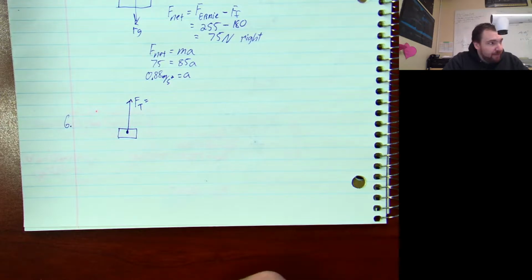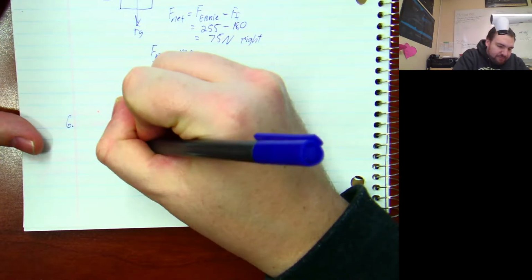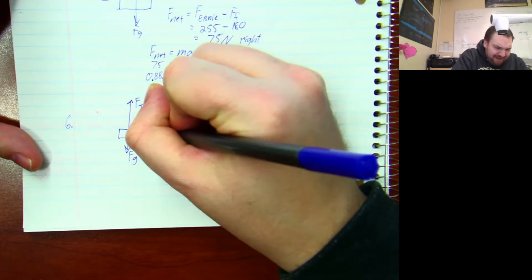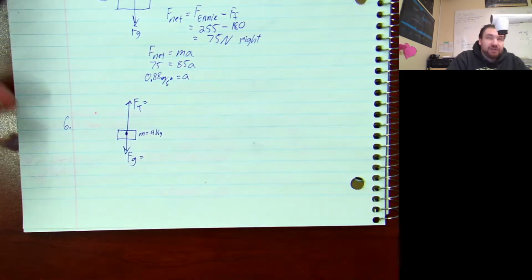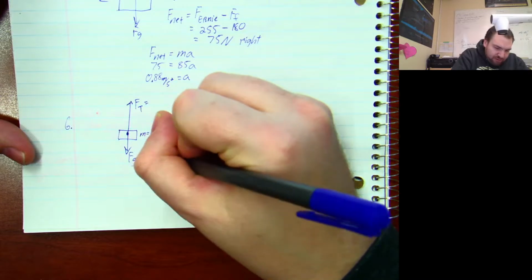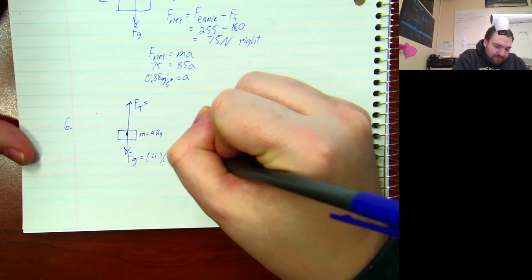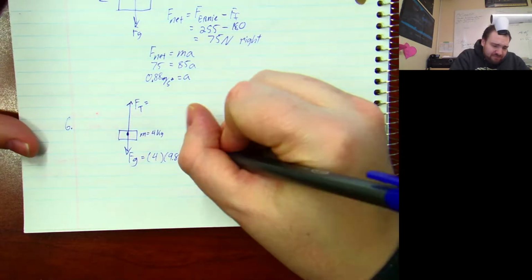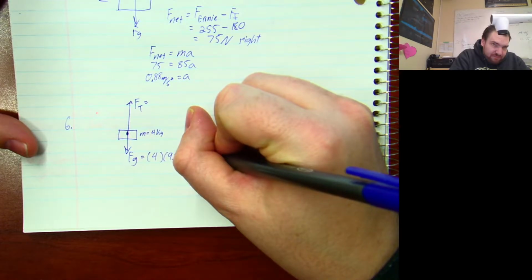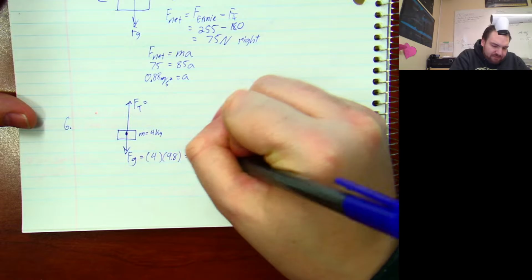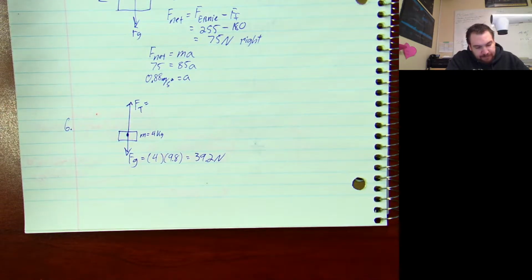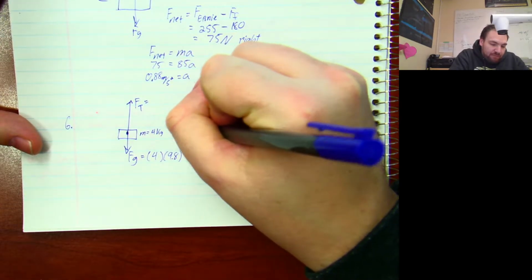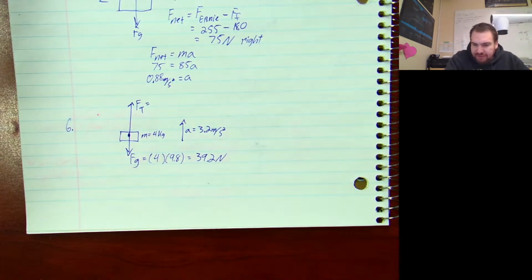What else is acting on my brick? You've got gravity. We know that the brick weighs 4 kilo, or sorry, no, bad. The mass of the brick is 4 kilograms. So Fg is going to equal 4 times 9.8, which is 39 newtons. We also know that this thing's accelerating upwards at 3.2 meters per second squared.